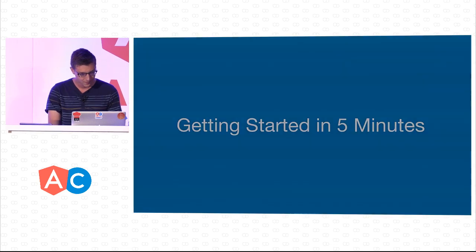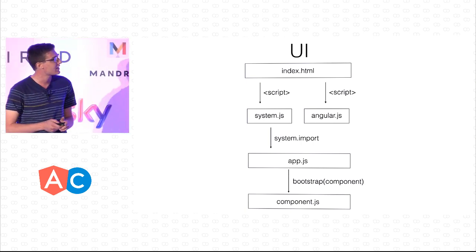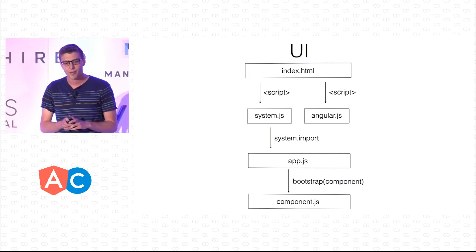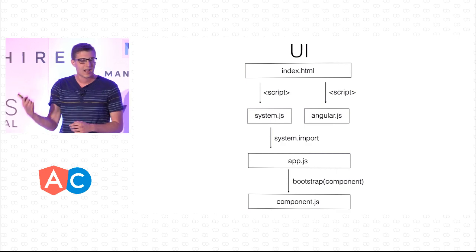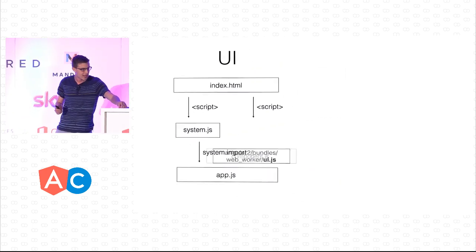OK, so there were a lot of files there. Really quickly, let's just go over them. Here is a typical Angular 2 application running without web workers. I have my index.html file. I load my app. I bootstrap. When I turn on web worker support, here's what happens.